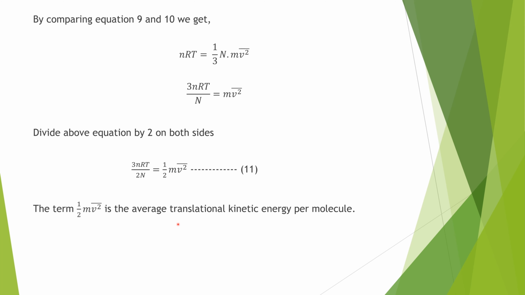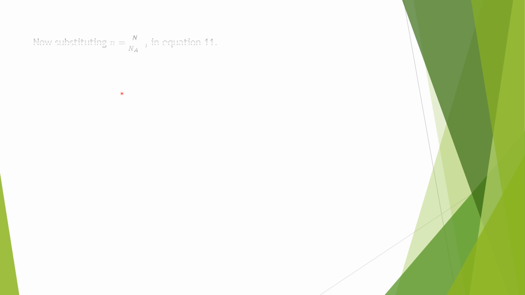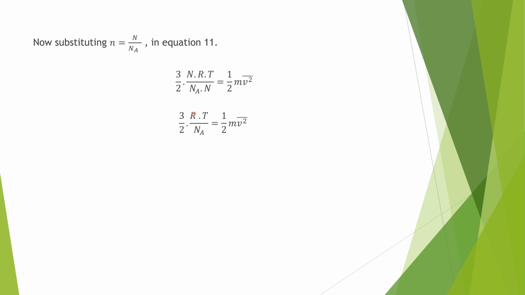So this half m v square bar is the average translational kinetic energy per molecule. Now we put the value of number of moles, this is capital N, total number of molecules divided by Avogadro's number, in equation 11. Equation number 11 becomes 3 upon 2 into capital N into R into T divided by Na into small n is equal to half m v square bar. So this n and this n will cancel. The equation reduces to 3 upon 2 into RT divided by Na is equal to half m v square bar.